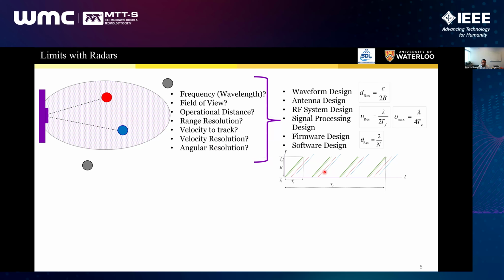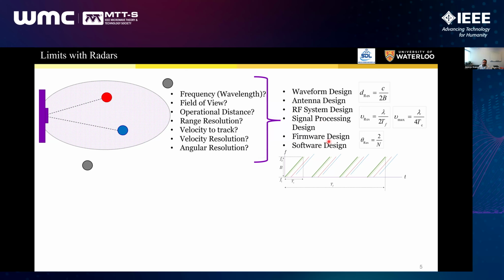I mentioned earlier the frequency modulated continuous wave. I'll pick up on it a bit because that's the theme of this workshop, lots of FMCW here. But without loss of generality, you can always correlate some parameters depending on what your target operational parameters are. These parameters will reflect on the waveform design that you're transmitting, the antenna design, the RF system design, the signal processing design, the firmware design, and of course, the software design.